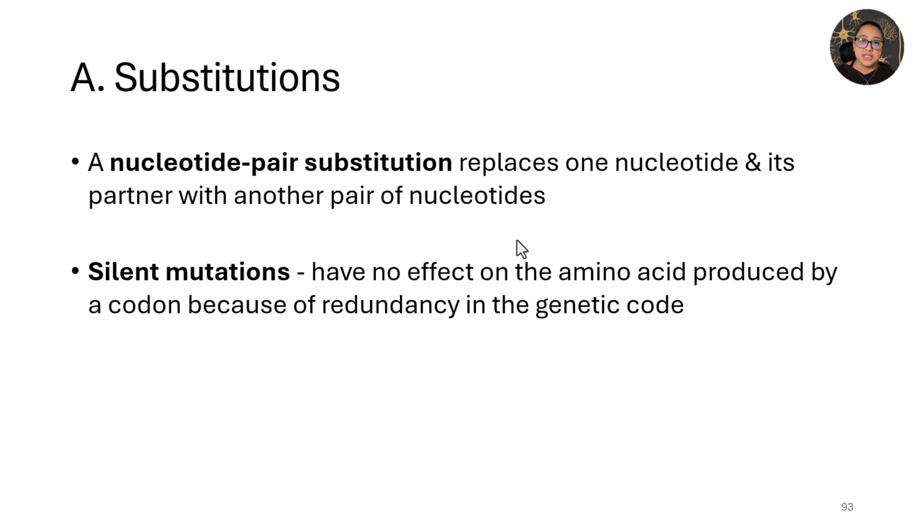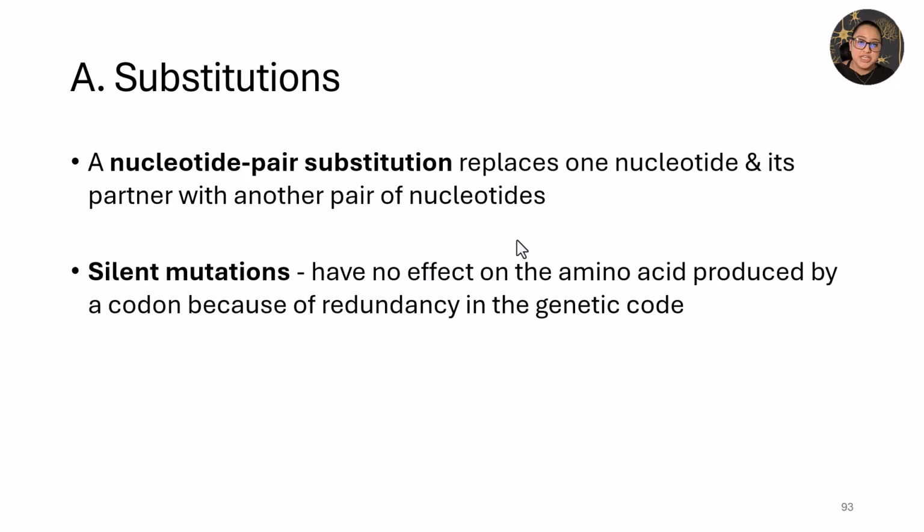A nucleotide pair substitution replaces one nucleotide and its partner with another pair of nucleotides. That can lead to different effects. It might lead to a different amino acid, it might lead to the same amino acid, or it might just disrupt everything and stop translation altogether. So there are additional terms that we can add to these mutations based on the effects that they have.